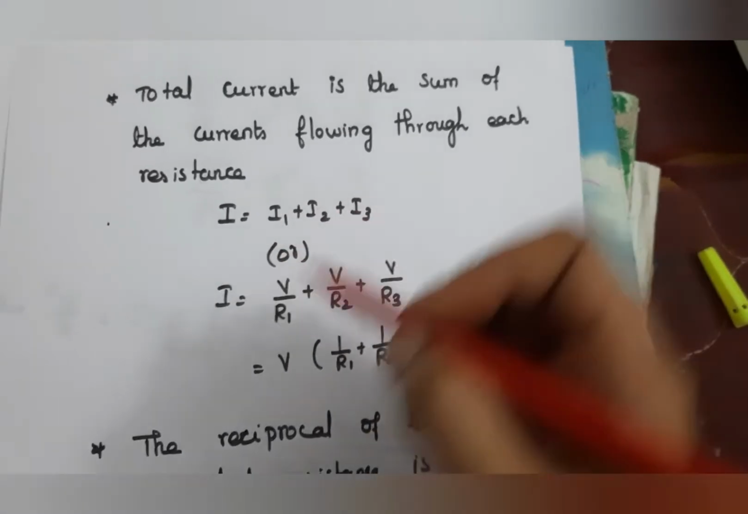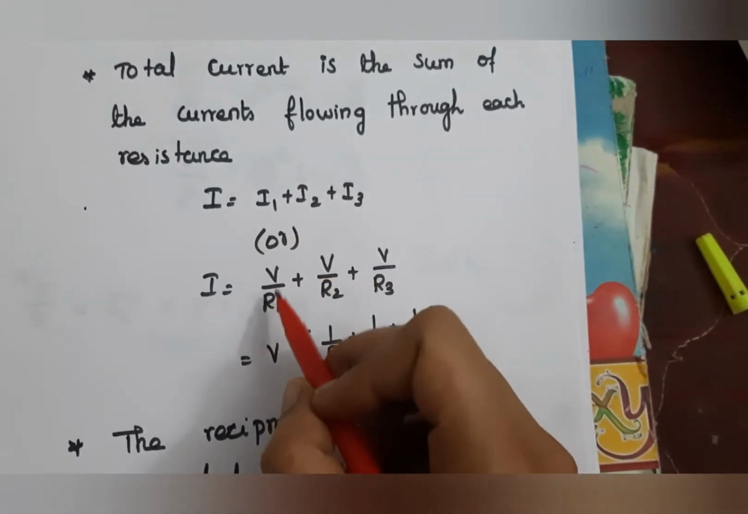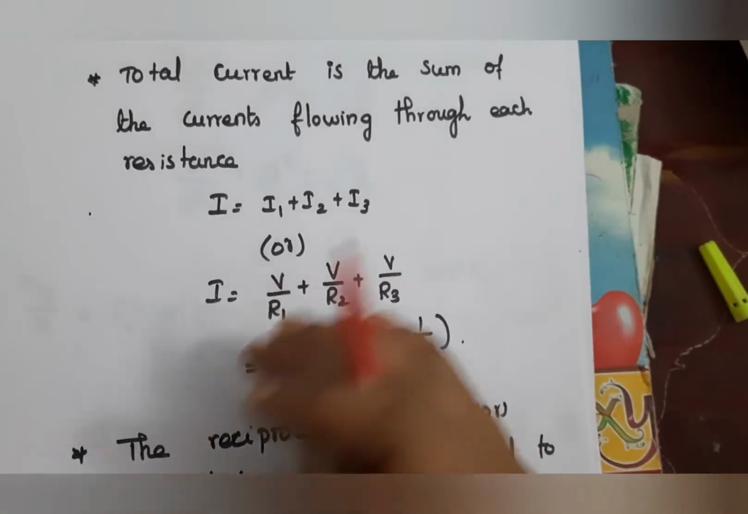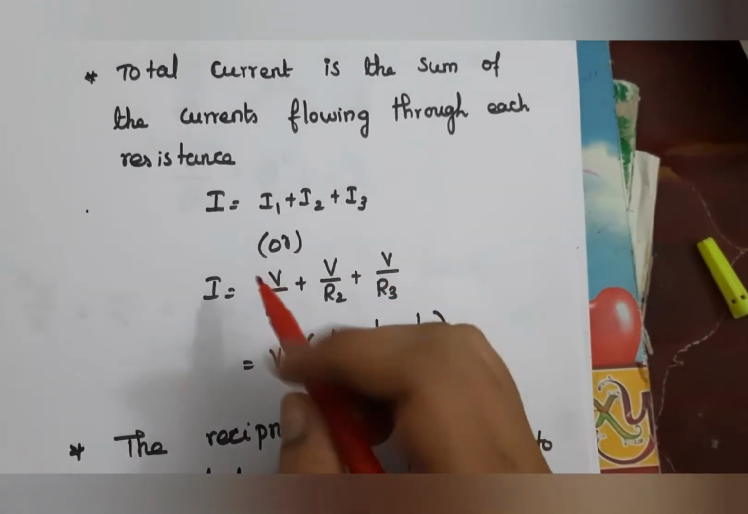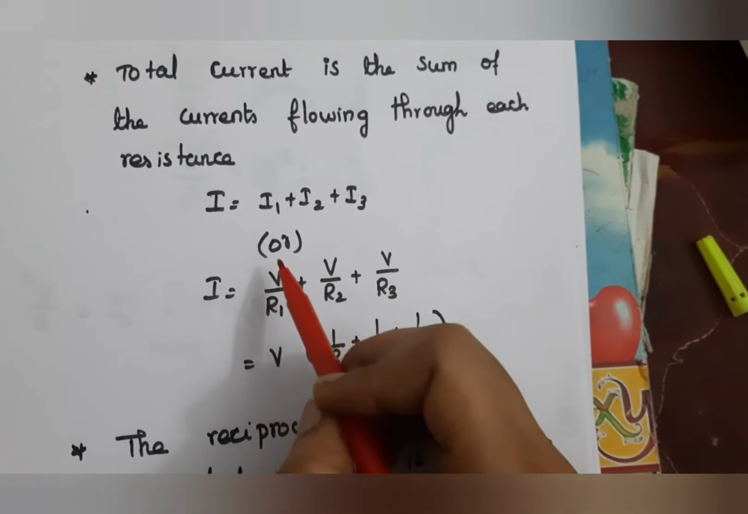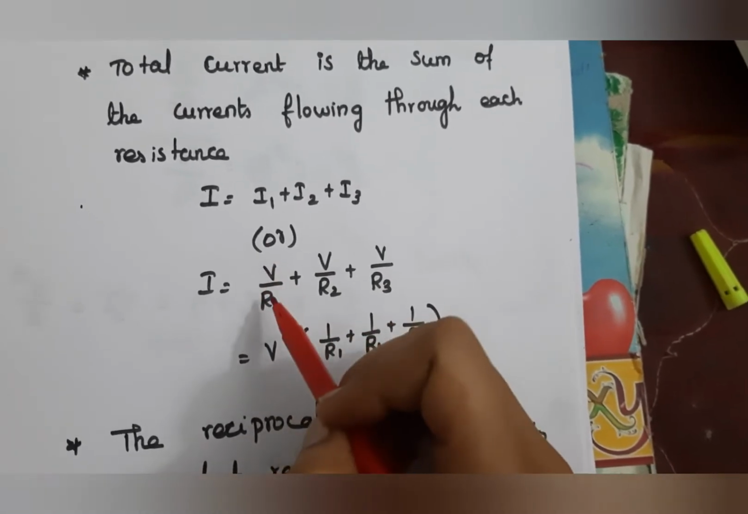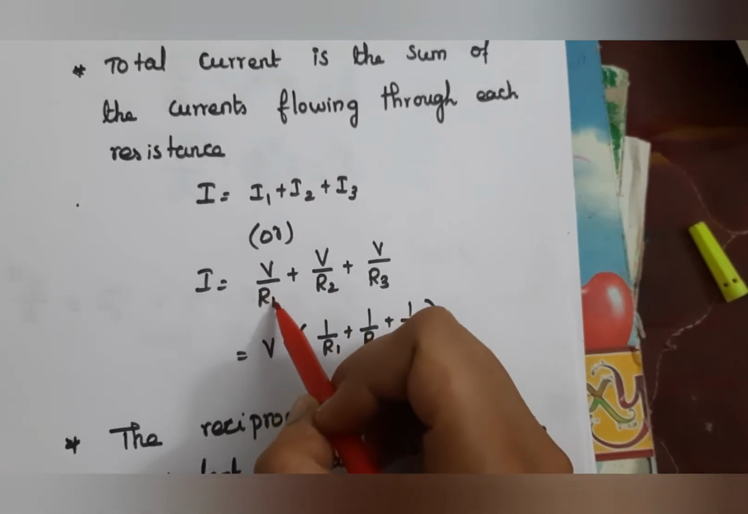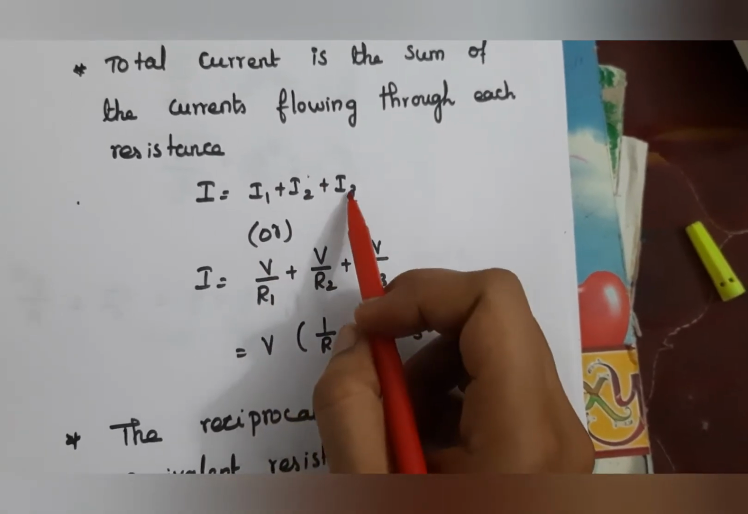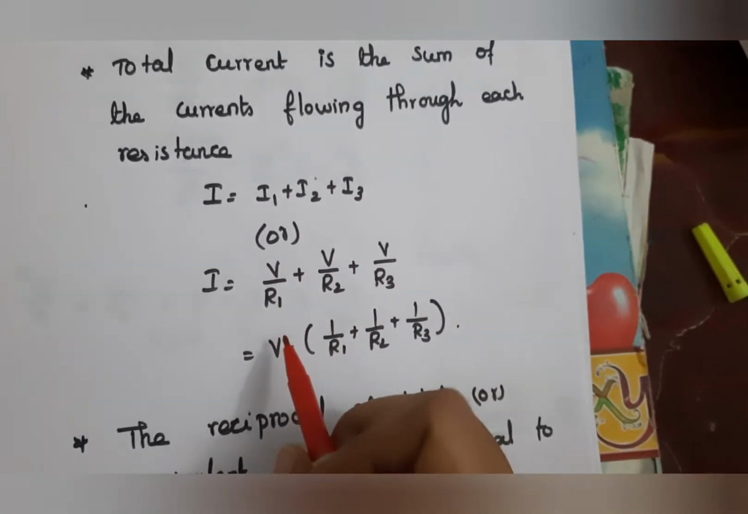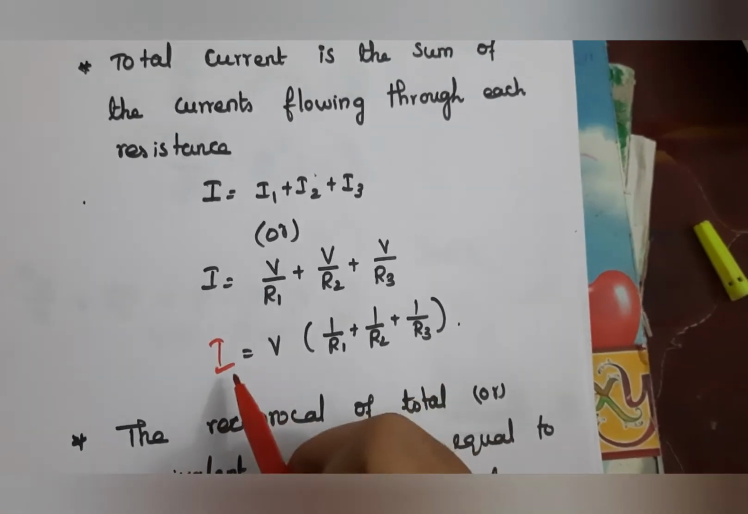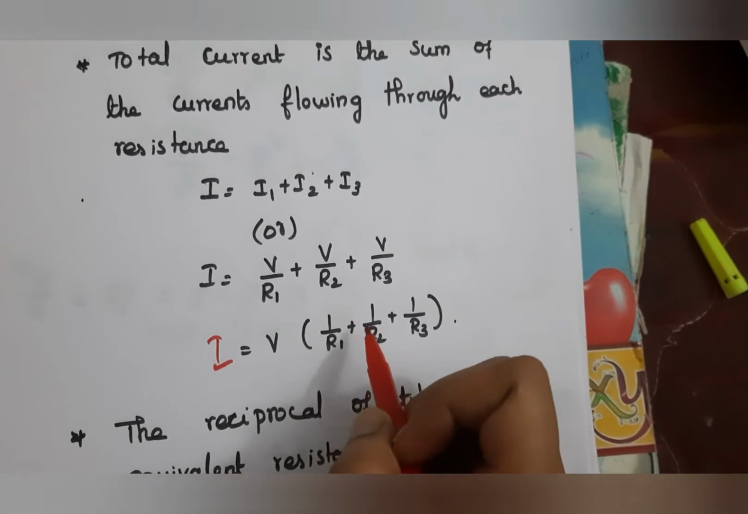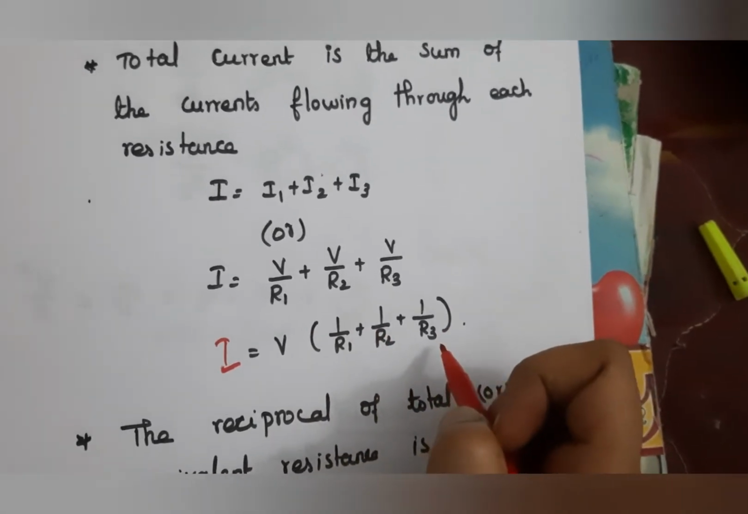Here I1 is equal to V by R1, because in parallel connection V is the same across all resistors, but I is different. So we have V here, but for I1 this is R1, for I2 this is R2, and for I3 this is R3. So the relationship between current and voltage here is I is equal to V into 1 by R1 plus 1 by R2 plus 1 by R3.